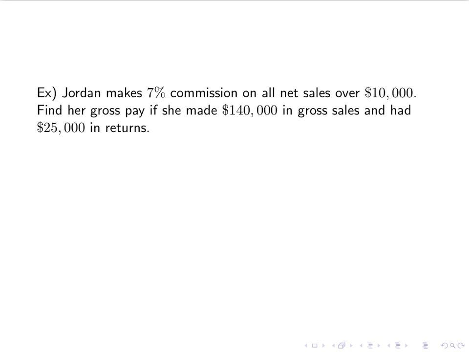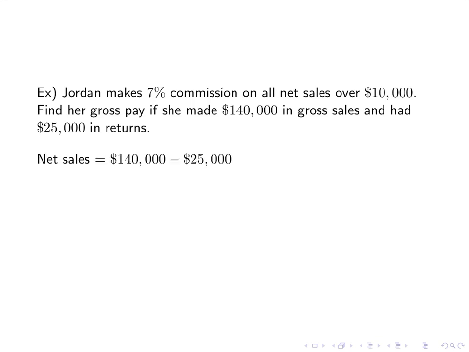Jordan makes 7% commission on all net sales over $10,000. That means that if Jordan sells $10,000 worth of goods, she doesn't get commission on that because that's kind of expected within her job. She probably would end up getting some type of salary in addition to this, but we're not going to worry about that for this case. Find her gross pay if she makes $140,000 in gross sales and had $25,000 in returns.